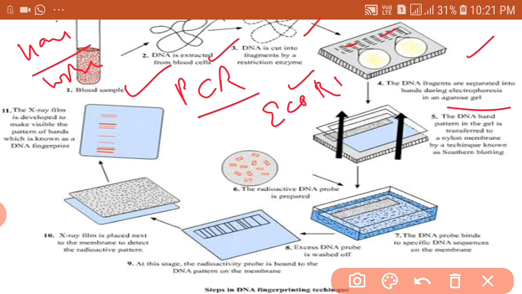So the DNA band pattern on the gel is transferred to the nylon membrane. This is a nylon membrane. It is placed on the agarose gel, where all the DNA will move to the nitrocellulose sheet. This is known as Southern blotting, after the name of the scientist.